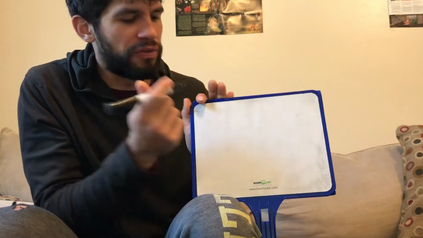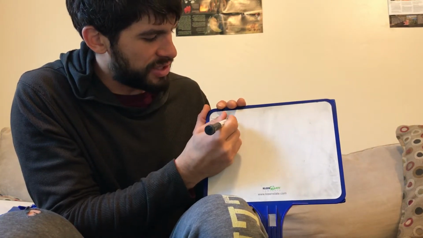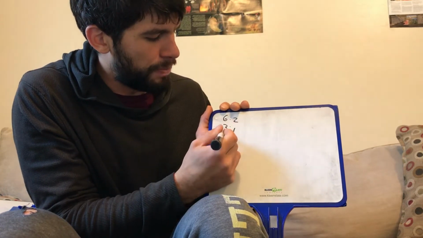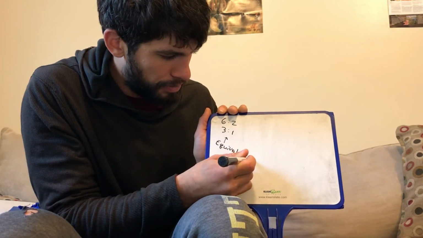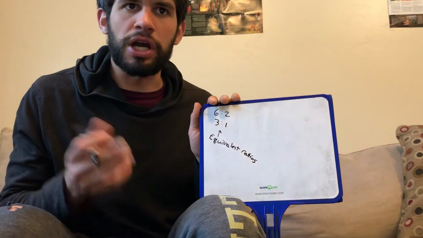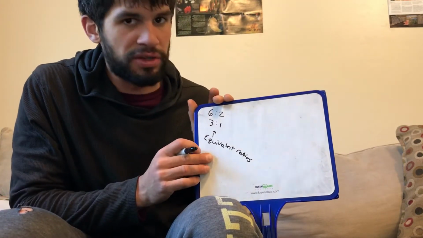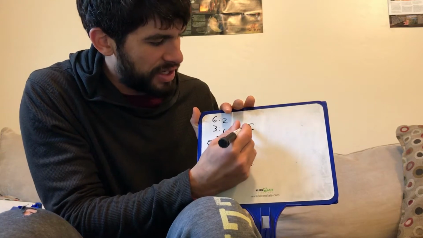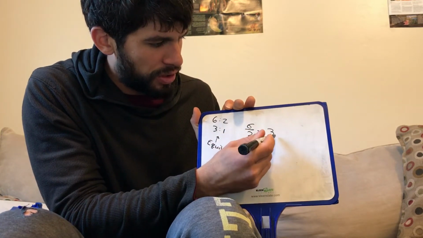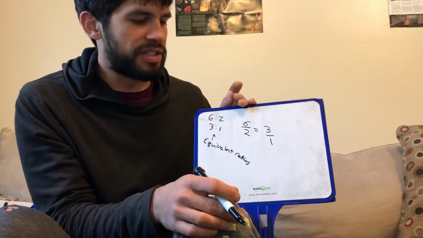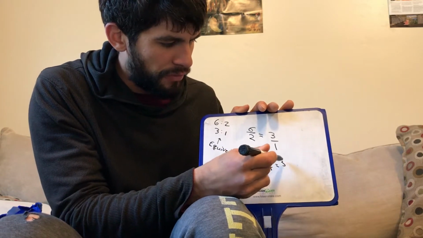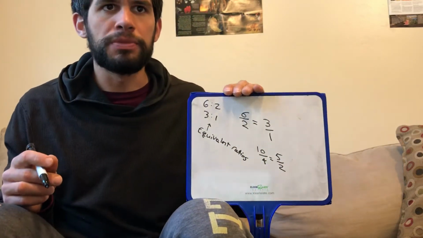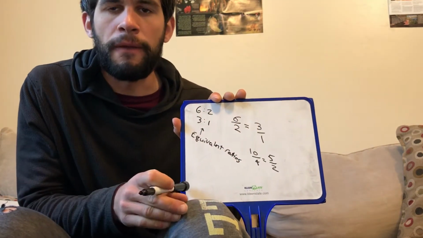An example is, if you recall, a couple days ago we did equivalent ratios. So we went over how the ratio 6 to 2 and 3 to 1 are equivalent ratios, right? So proportions are just writing these ratios instead as fractions. So we would have 6 over 2 is equal to 3 over 1. Another example of proportions would be 10 over 4 and 5 over 2. So those are what proportions are.